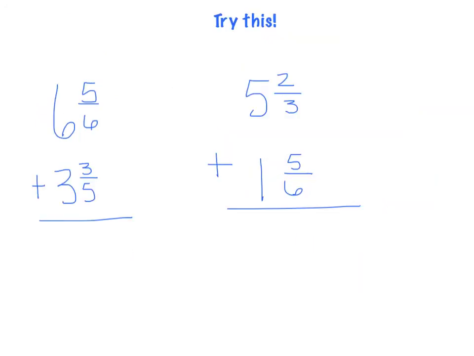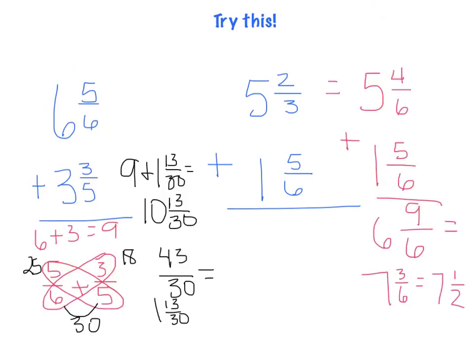Okay, here's a couple for you to try with unlike denominators. Okay, here you go. So our final answer for 6 5/6 plus 3 3/5 is 10 13/30. And then 5 2/3 plus 1 5/6 ends up being 7 1/2. Remember, we have to get those into lowest terms.